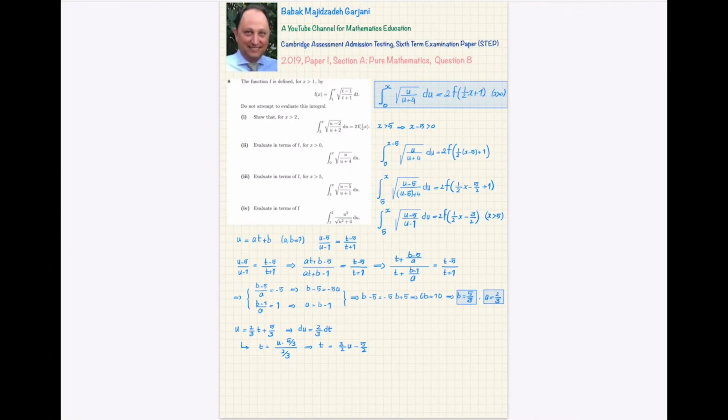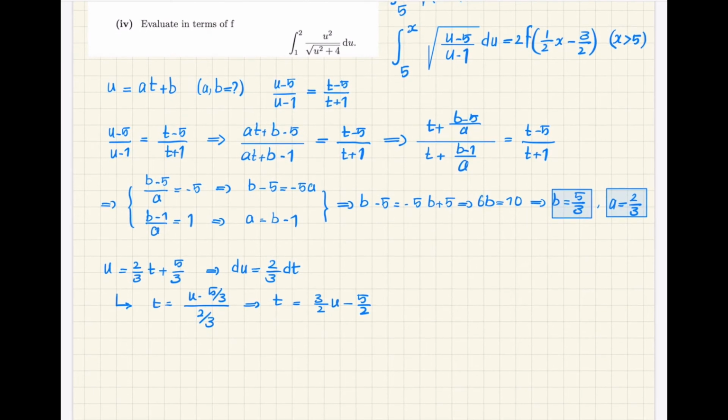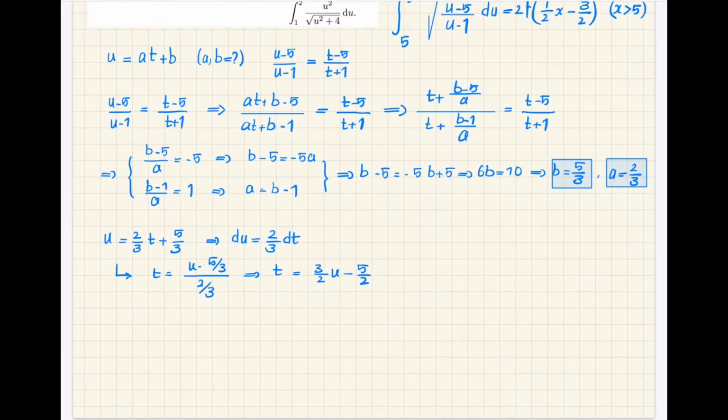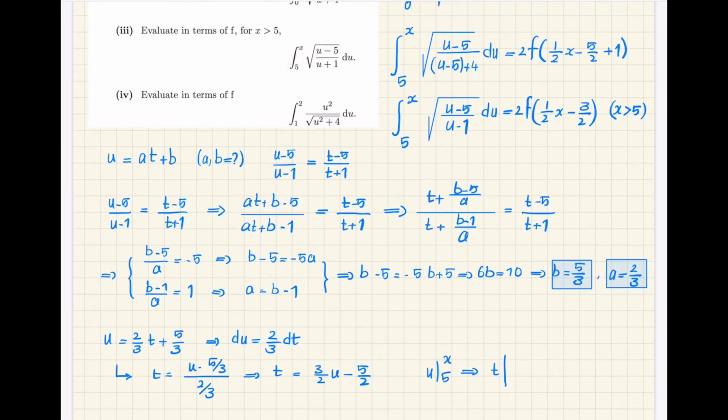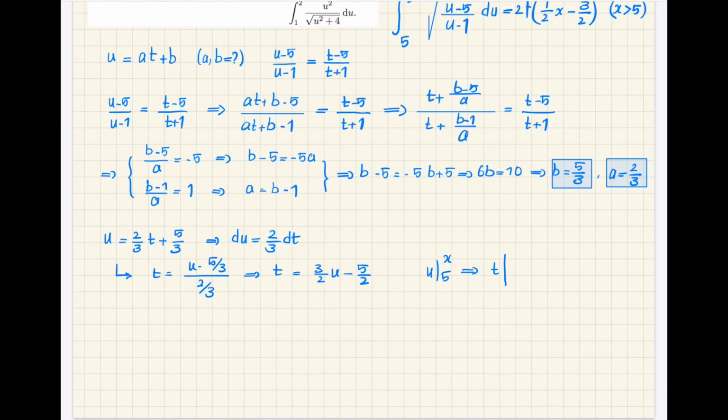Okay, so here u goes from 5 to x, so this implies that my t goes from, so let us calculate. If I put 5 instead of u here, then the answer becomes surprisingly 5. It's very interesting, because I don't want to change the lower limit, it should remain 5, so it means that I'm on the right track. If I put 5 instead of u, 3 times 5 over 2 is 15 over 2, then minus 5 over 2, it becomes 10 over 2, which is surprisingly 5. Yes, so it's very happy news, yes?